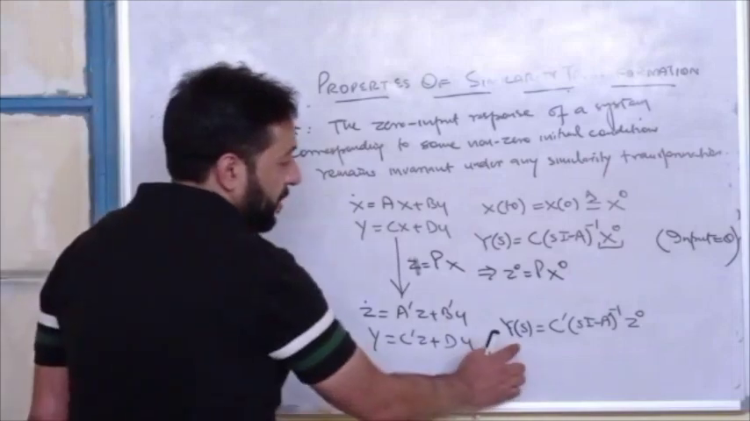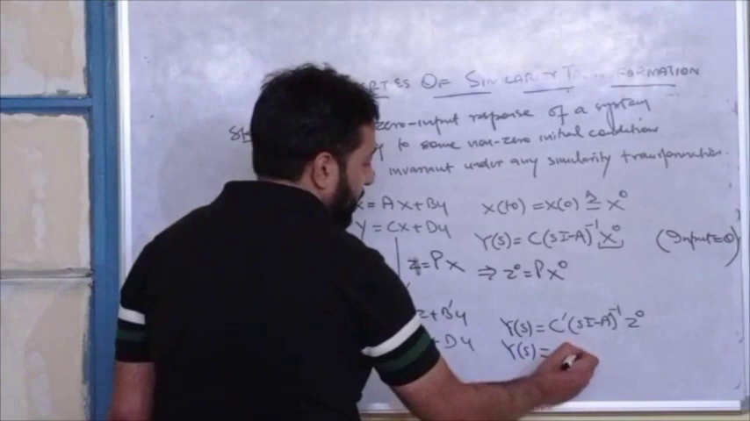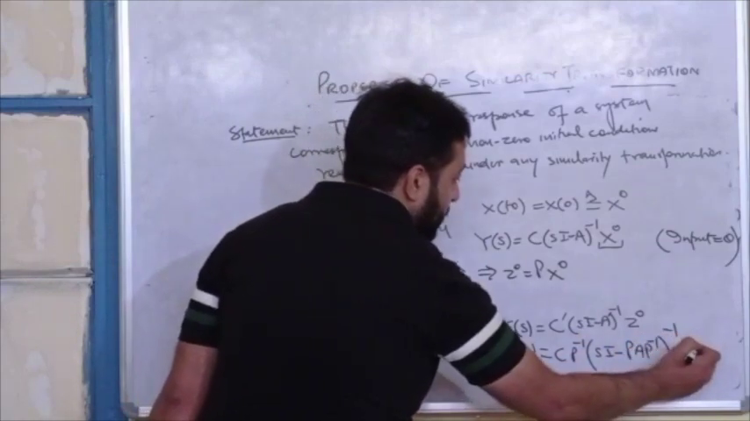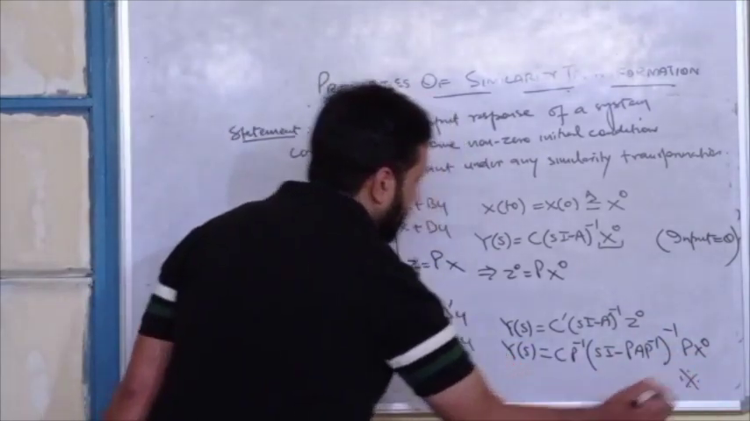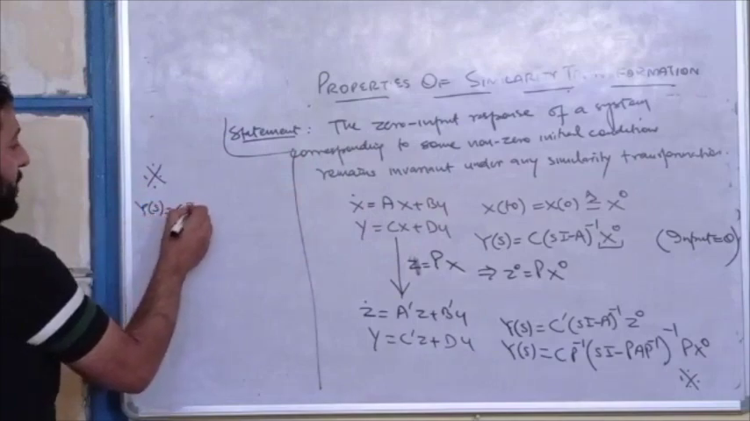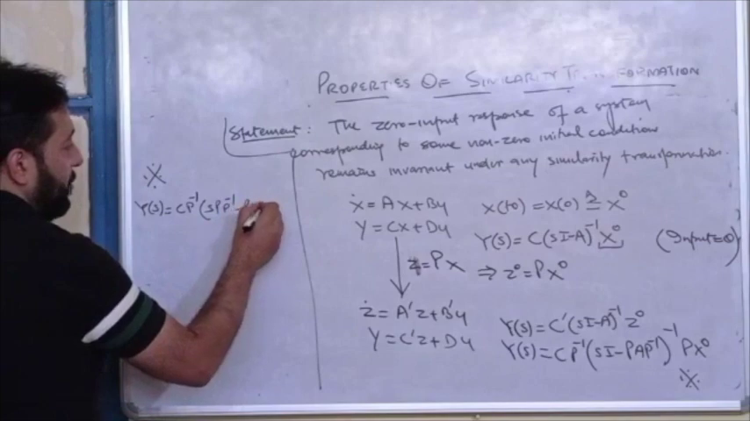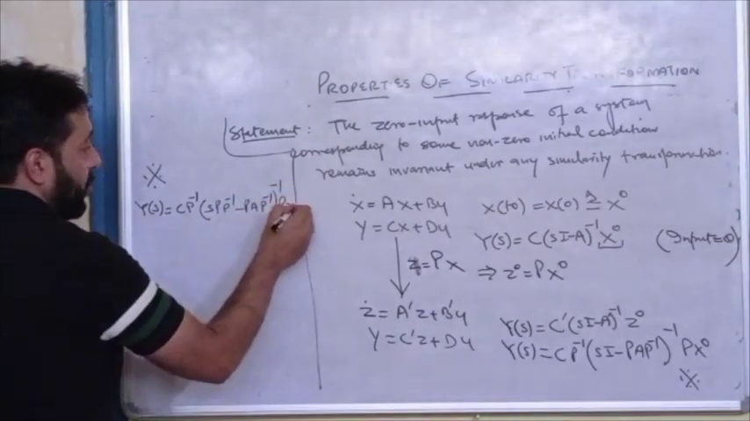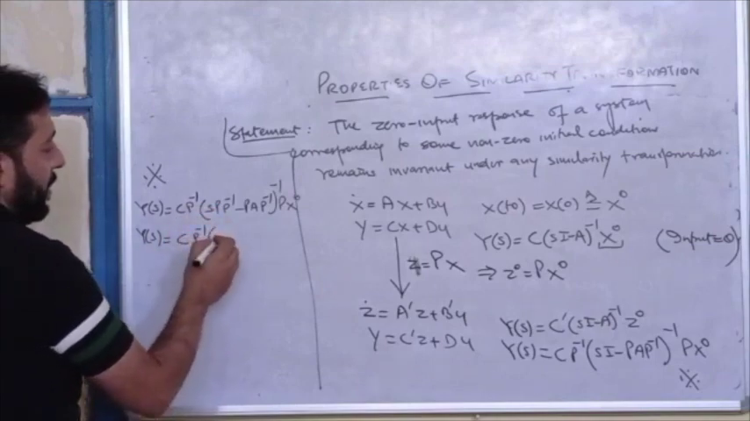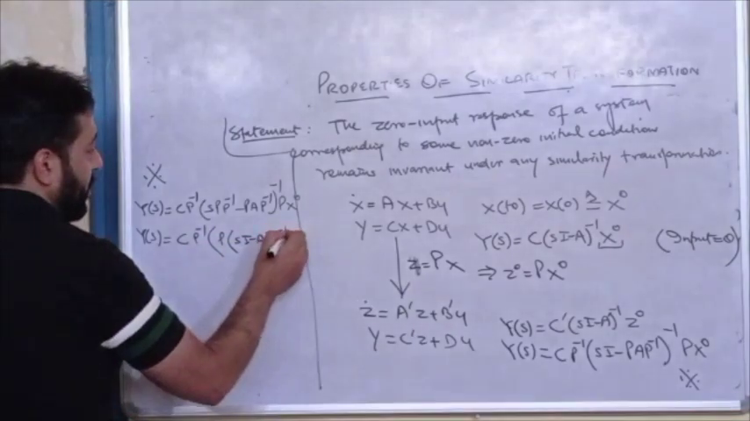In this expression, if I use this, Y(s) is equal to, what is C dash equal to? CP inverse. Then you have (sI minus A dash) inverse, that is (sI minus PAP inverse), then whole inverse. And in place of z naught, what will come? P x naught. So Y(s) is equal to CP inverse. By the same logic, in place of I, I will use PP inverse, minus PAP inverse, whole inverse, then P x naught. Okay? So I have Y(s) equal to CP inverse, then P here, and (sI minus A), am I writing correctly? Then P inverse, whole inverse, P x naught.